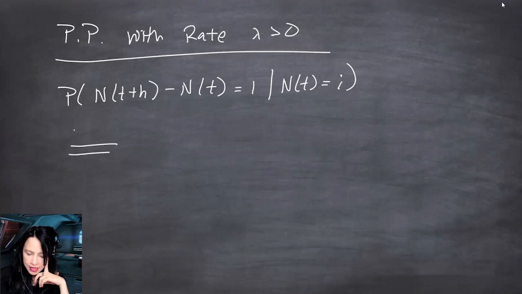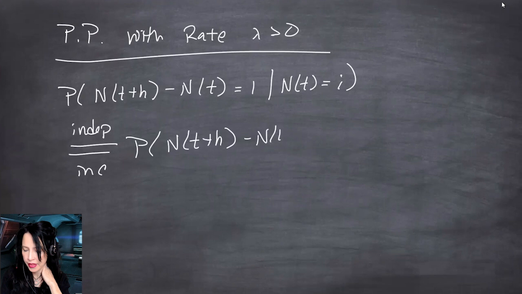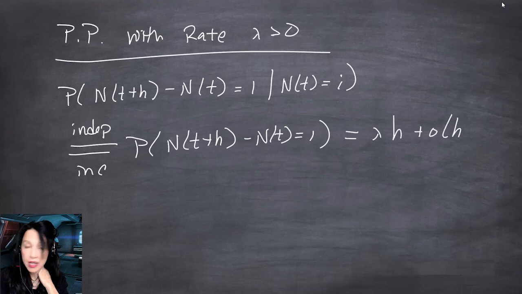By independent increments, this is just the non-conditional probability. And this is lambda h plus something that is little o of h, by definition 3 of the Poisson process.